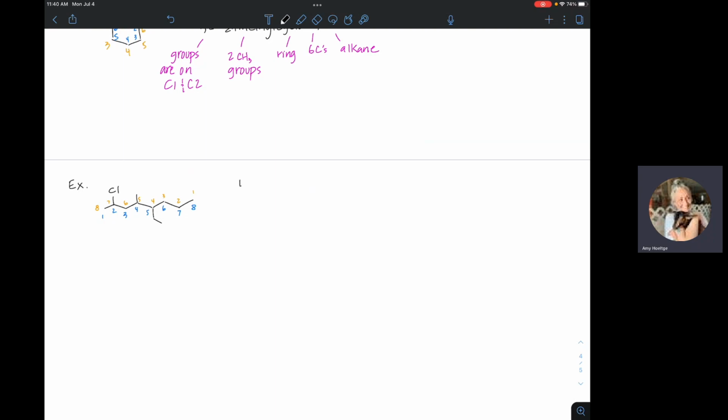So in other words, our longest continuous chain is 8 carbons. We have multiple different substituents, so we have a new problem. We have different groups, so what we're going to do in the name is cite them alphabetically.